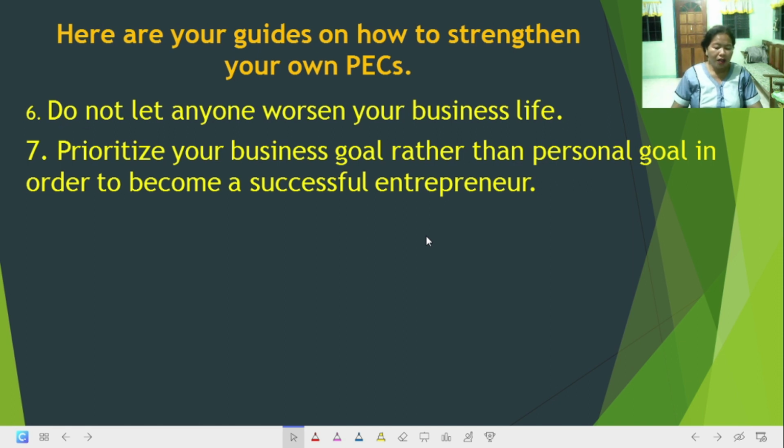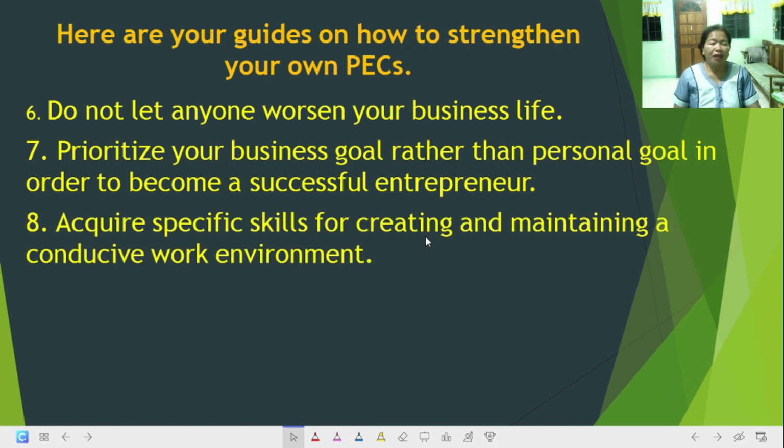This could somehow make your time for the family suffer because of your personal commitment or business commitment. You have to suffer. You cannot serve two masters at the same time. Okay. Maybe you need to prioritize one before the other. Number 8, acquire specific skills for creating and maintaining a conducive work environment.